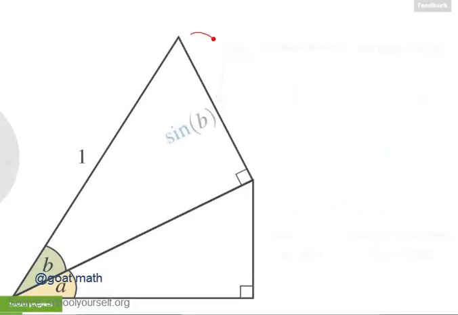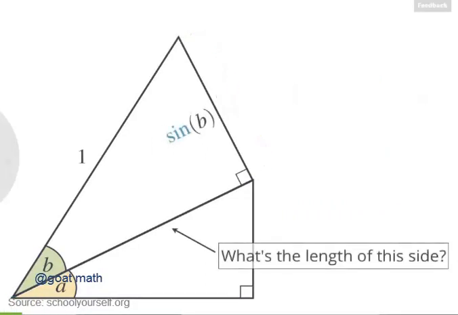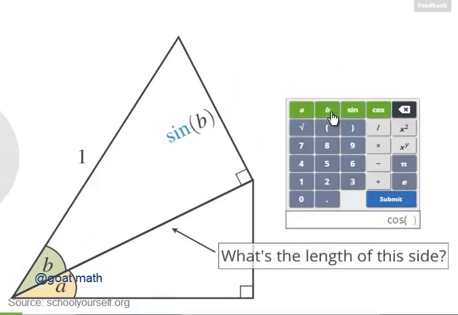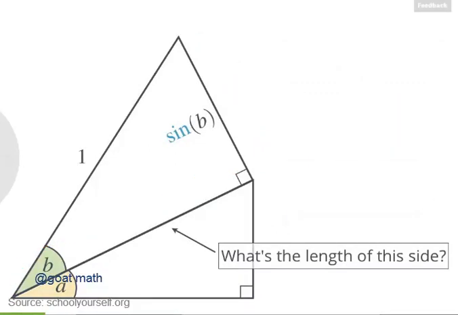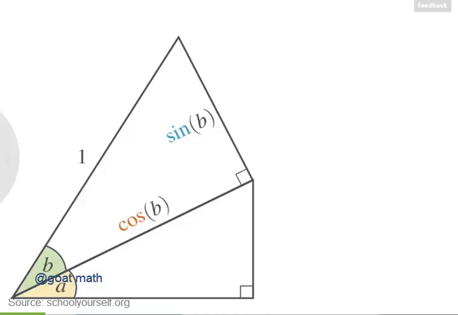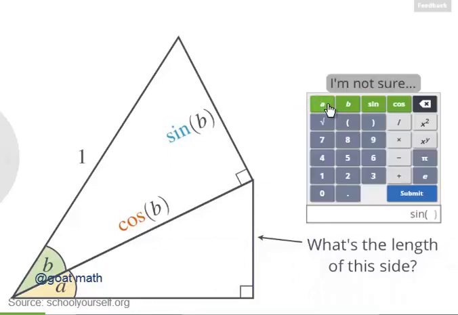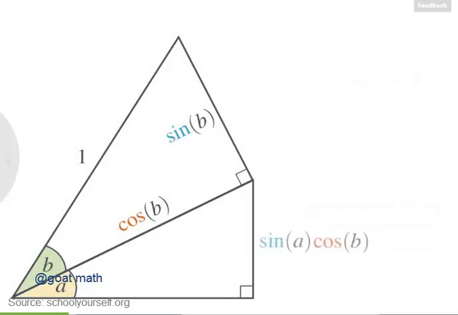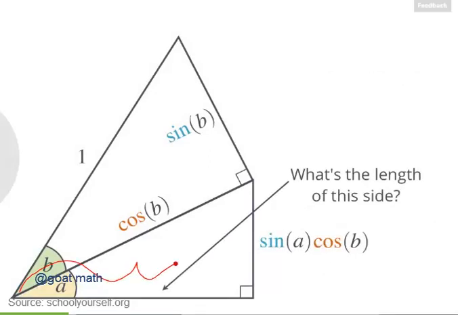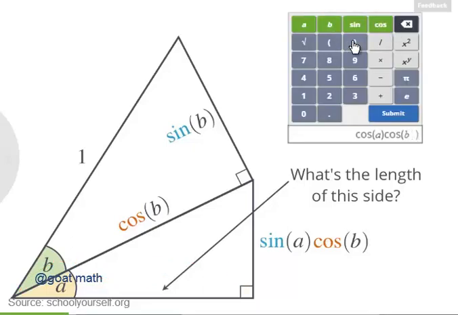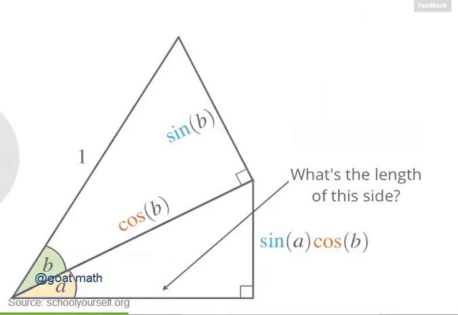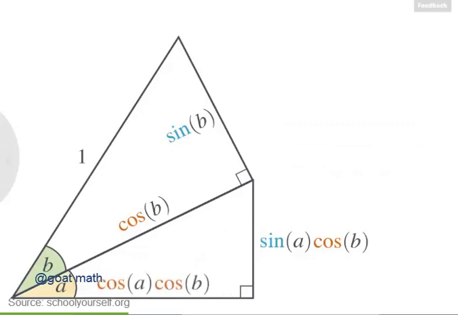Right, this side's length is equal to the sine of B. Now what's the length of this side down here? Exactly, the length of this side is the cosine of B. Next, what's the length of this side over here? If you're not sure, just click up here. Right, so the length of this side is sine A cosine B. And what's the length of this side down here? Right, this side has length cosine A cosine B.